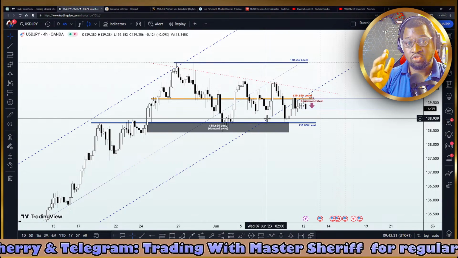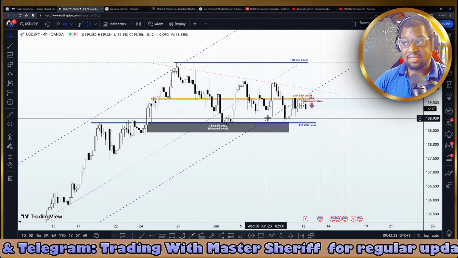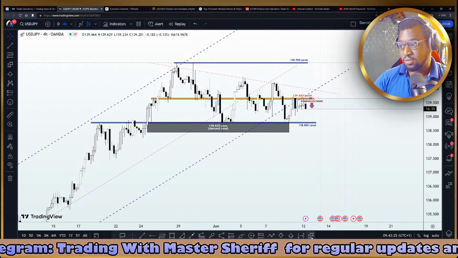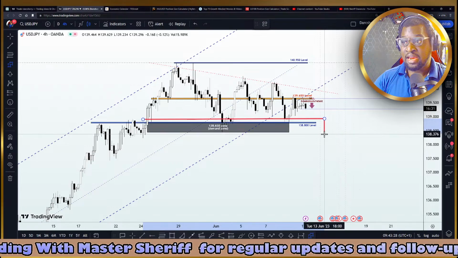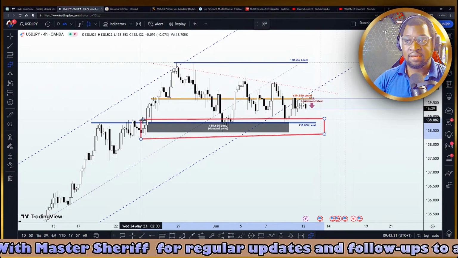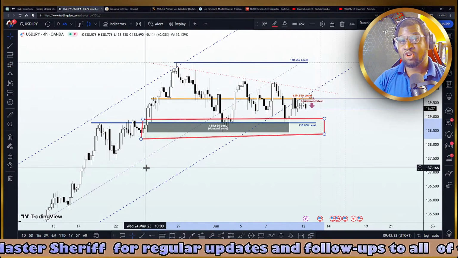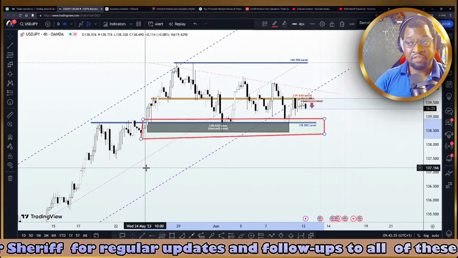But there is a caveat to this opportunity here, and that is the 138.800 level. As you can see, this area has been a strong buying niche in this market in the last couple of weeks, so we need to be very, very careful.